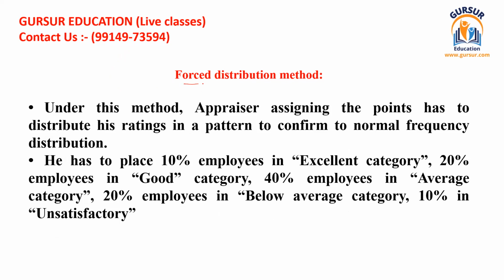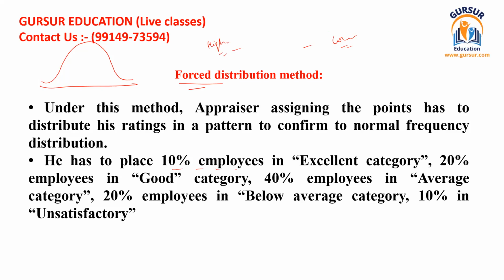The fourth one is the forced distribution method. The word distribution is written because you have to conform to the values and the level of normal frequency distribution. Normal distribution frequency we have studied a lot of times now. This method tells you not to appraise all the employees very high, and not to appraise all the employees very low. You have to make their categories.